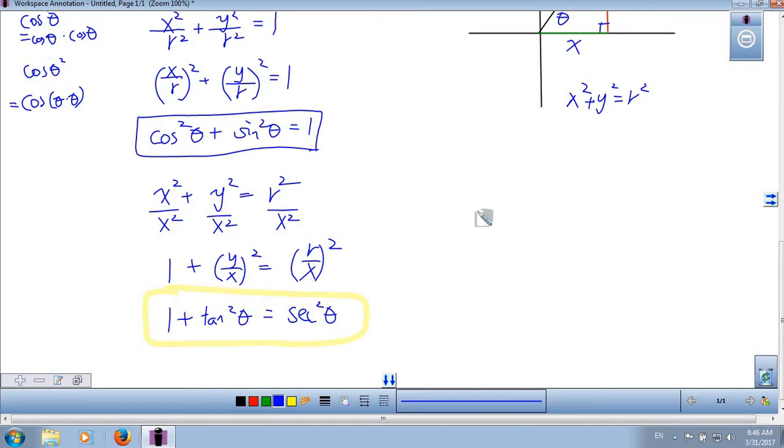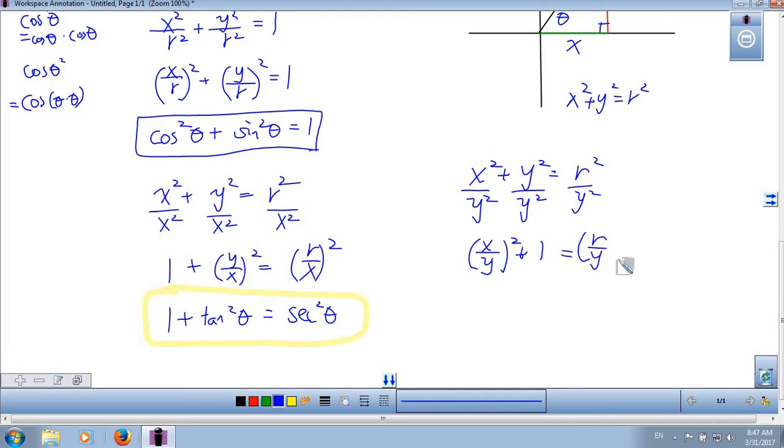Now I think you probably know what we're going to do. There's another identity that we can come up with using the Pythagorean theorem. We divided everything by r, we divided everything by x. Now we're going to divide everything by y squared, as long as y squared is not equal to 0. So this becomes x over y, quantity squared, plus 1 equals r over y, quantity squared. So x over y is cotangent. So it's cotangent squared theta plus 1 equals cosecant squared theta.